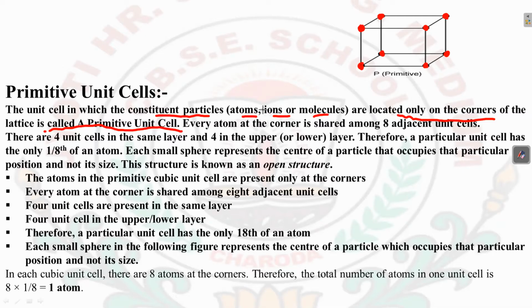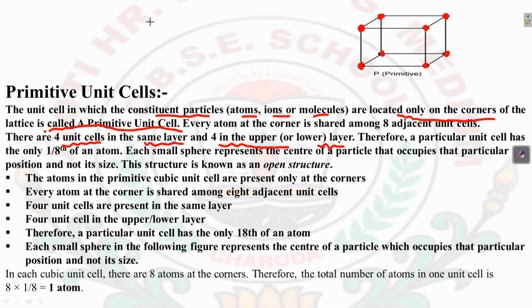Every atom at the corner is shared among 8 adjacent unit cells. Here we will see that each corner is shared with 8 adjacent unit cells. There are 4 unit cells in the same layer and 4 in the upper or lower layer. Not unit cells, these will be particles, or lattice points. Therefore a particular unit cell has only 1 by 8th of the atom.